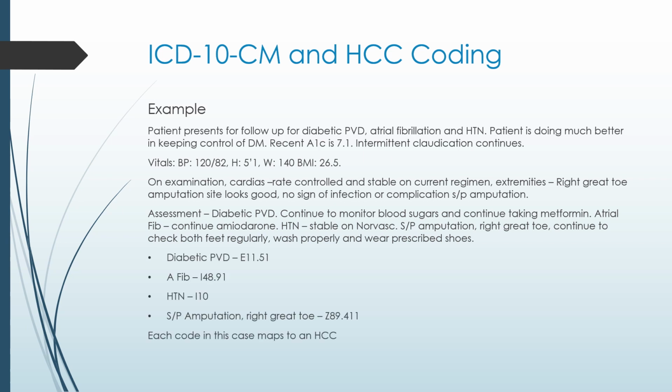So when we take a look at this one, we've got a diagnosis for diabetic PVD. We've got atrial fibrillation, hypertension, and we also assign the diagnosis code for status post-amputation of the right great toe. In this particular example, each diagnosis code that has been addressed can be mapped back to an HCC code.